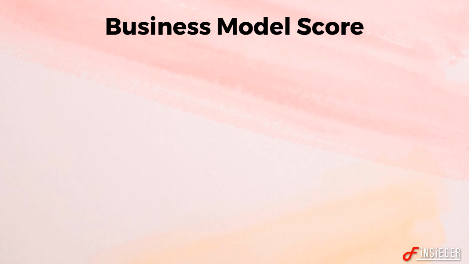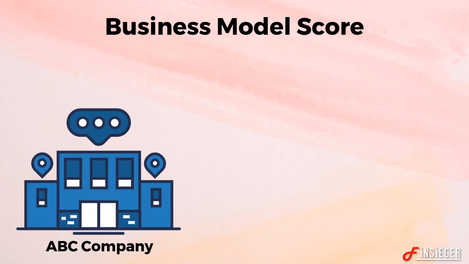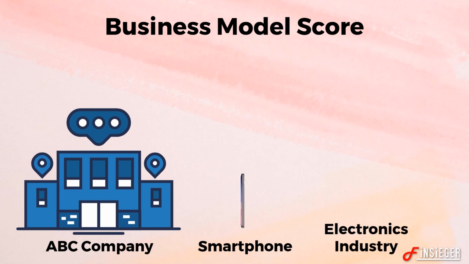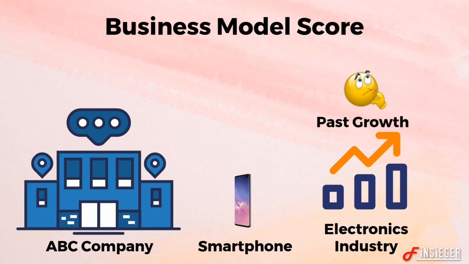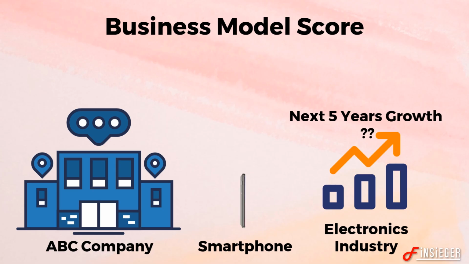Business Model Score. In this category we are looking for the business model that the company operates in. Example, if the company is manufacturing smartphones, then it's in the smartphone making industry or an electronic industry. So in this case we will be looking at what pace the smartphone industry has grown in the past 5 years in India, and at what pace it is expected to grow in the next 5 years, so that we can understand at what pace our company can grow its revenues.